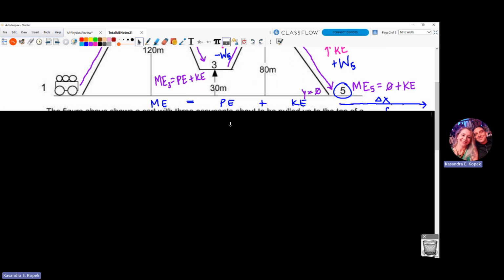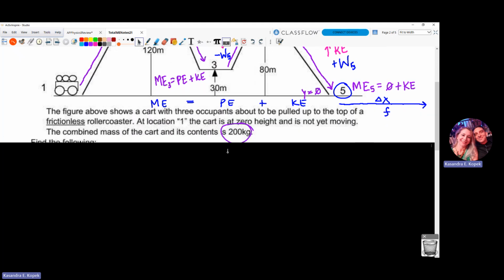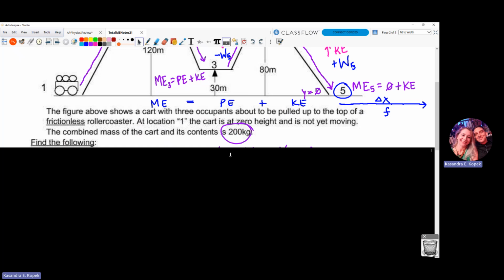So let's talk about some things mathematically about the roller coaster, okay? So now we can say, okay, I know my mass is 200 kilograms. What can I do with that? Well, I know if I have heights, I can find how much potential energy. I know if I have the speed, then I can find how much kinetic energy. In this roller coaster, we have heights. So we're going to start off by finding how much potential at each location.